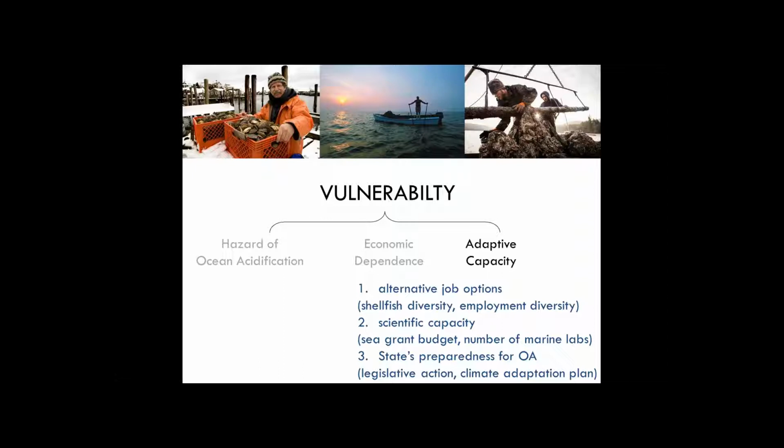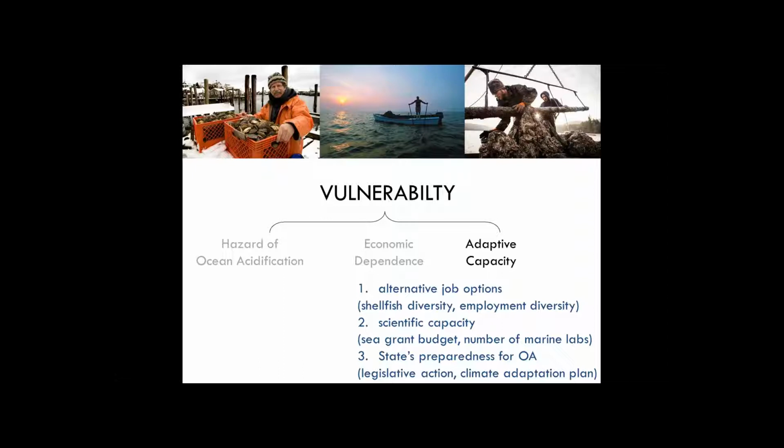Secondly, we looked at scientific capacity. Because the Pacific Northwest story is really a successful adaptation story, at least as of yet, and science played such a large role in that story. We looked at 2 measures of scientific capacity, the Sea Grant budget and the number of marine labs in the region. And lastly, we looked at a measure of political support, and in this case, state preparedness.